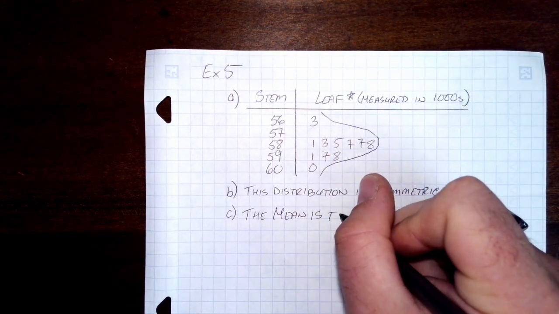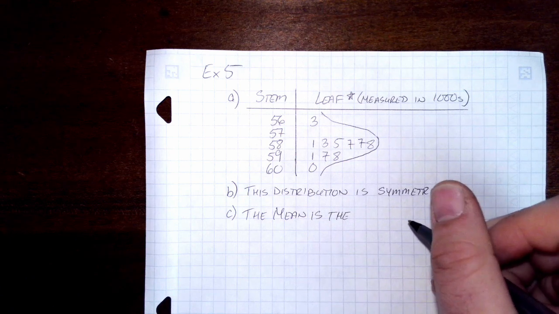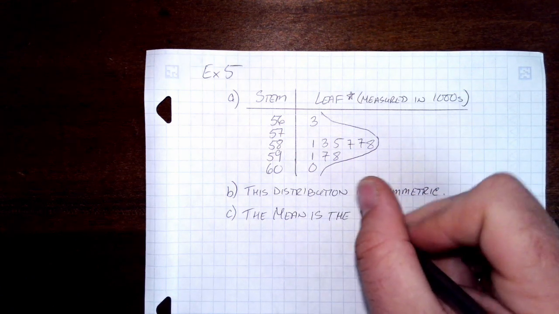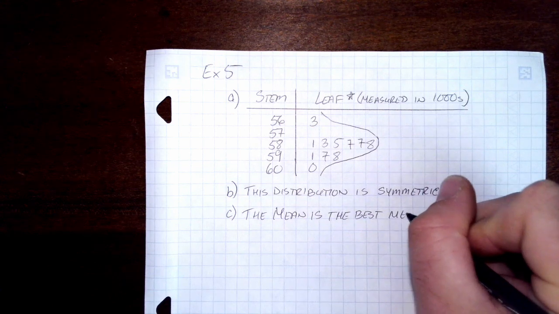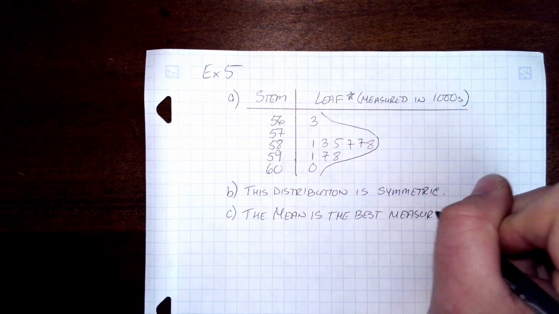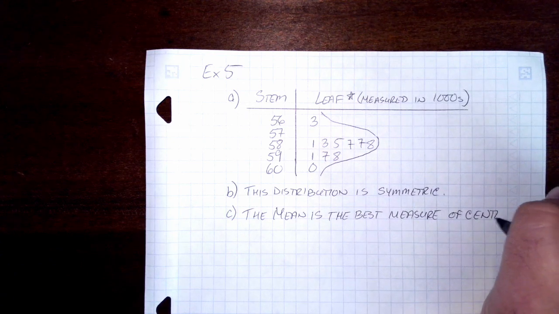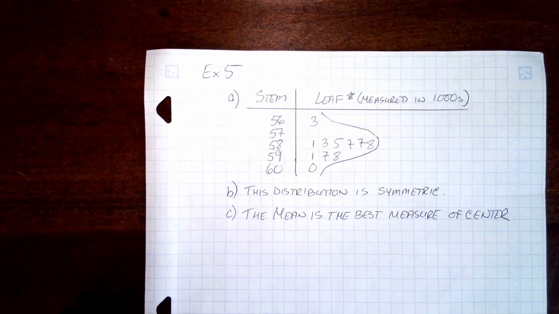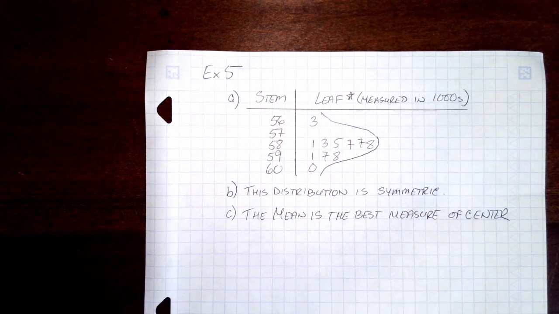If it's skewed, then the median is best. If they just ask you what's the most common or most popular, then the mode is best. And measures of spread, if the mean is the best measure of center, then the standard deviation is the best measure of spread. They didn't ask us about that yet, but that will come up in the future.